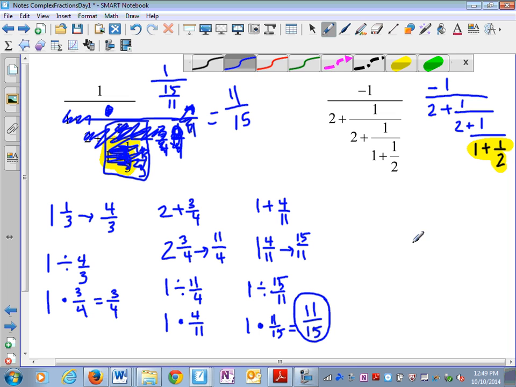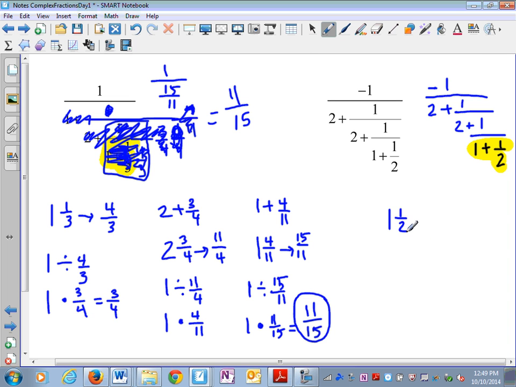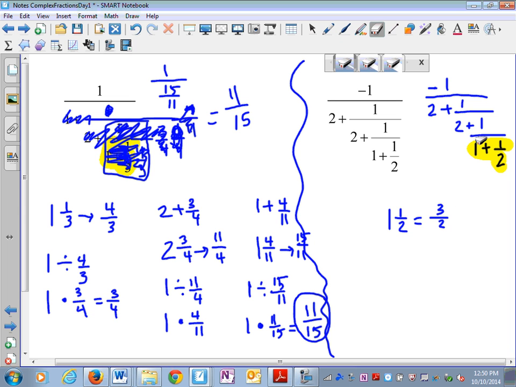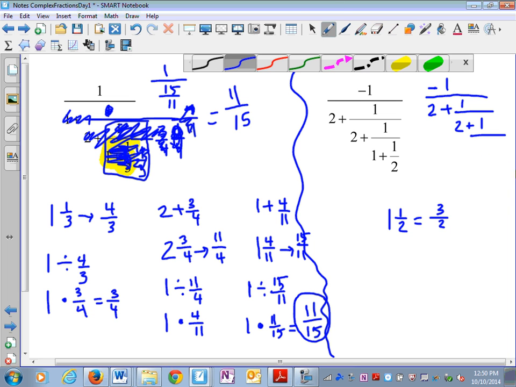1 plus 1/2 is 1 1/2, which simplifies to be the improper fraction of 3/2. So that means take your eraser, erase 1 plus 1/2, and replace it with 3/2.